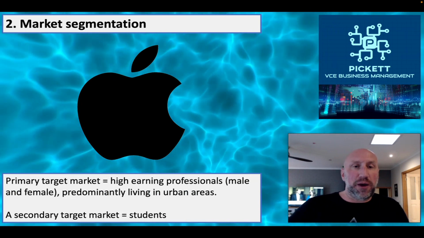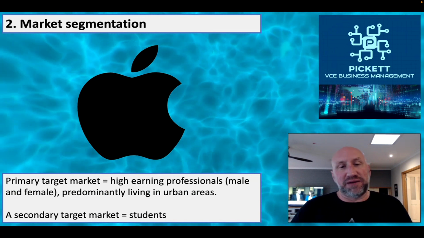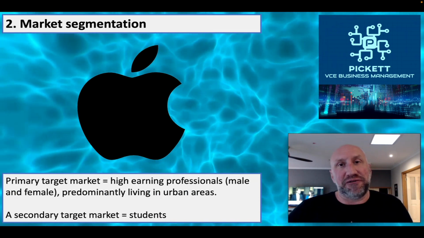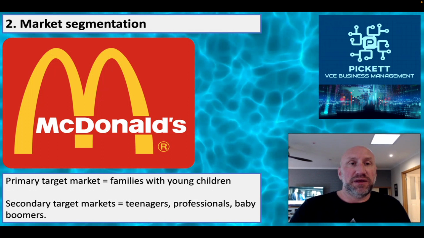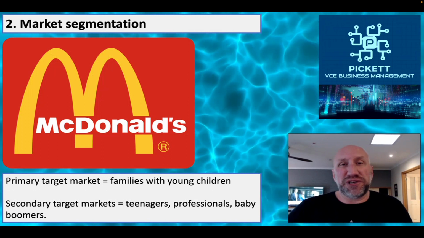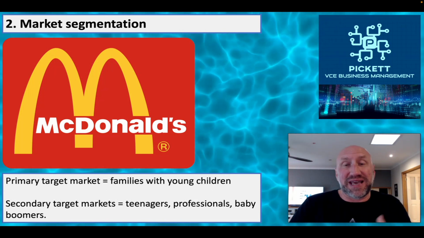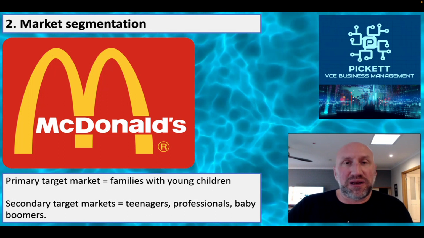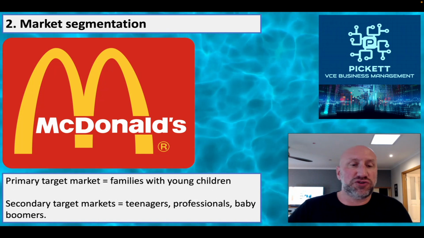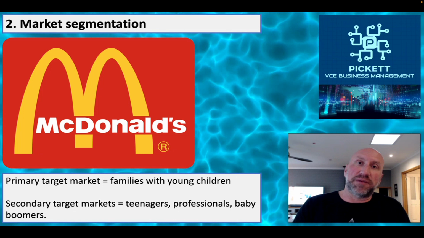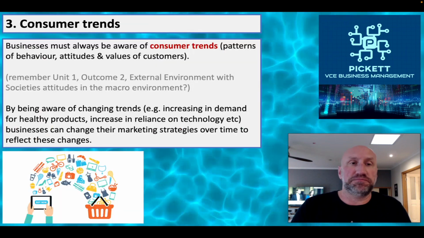So, for example, Apple, their primary target market is probably going to be high-earning professionals, both male and female, predominantly living in urban areas. But one of their secondary target markets could be students. For McDonald's, primary target market, and I'm kind of making this up. I haven't got this. Remember, this is my best guess. I'm guessing it would be probably largely true, but maybe not. But I'm guessing that McDonald's primary target market is families with young children, and then secondary target markets that they would focus on could be, for example, teenagers, professionals, maybe even baby boomers.